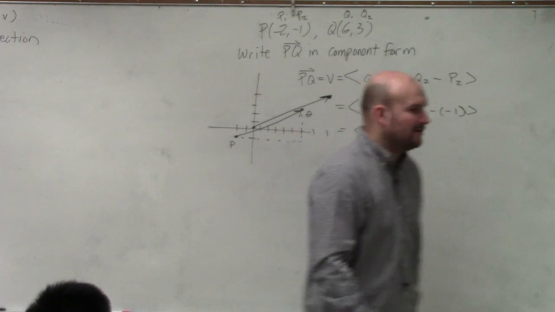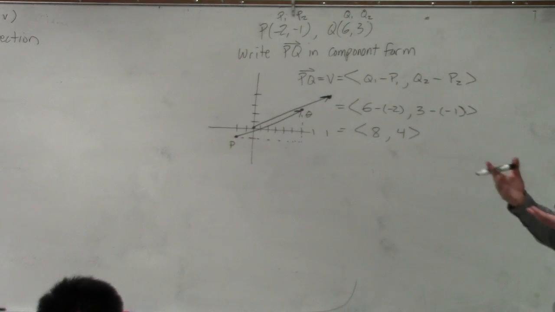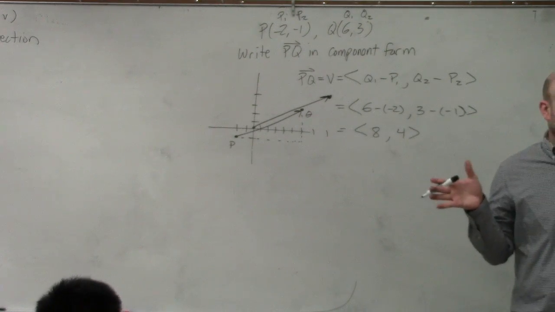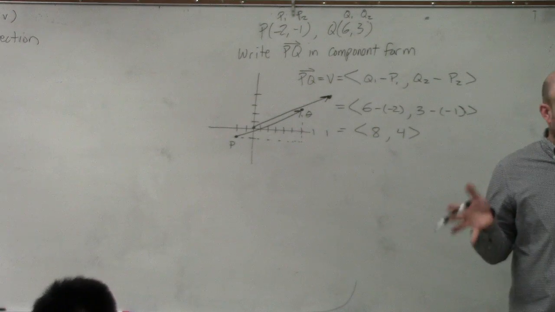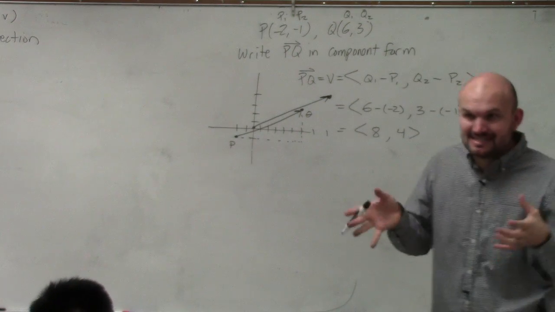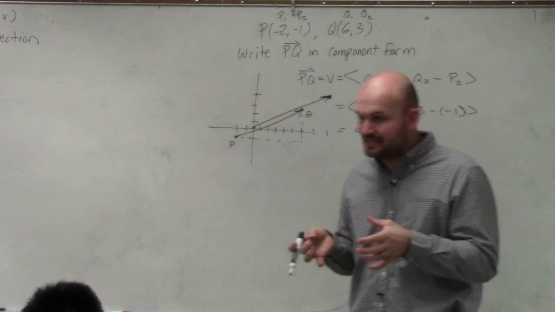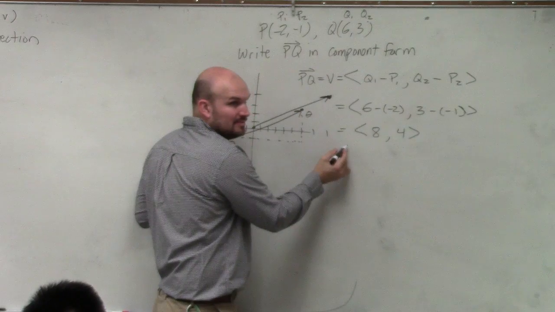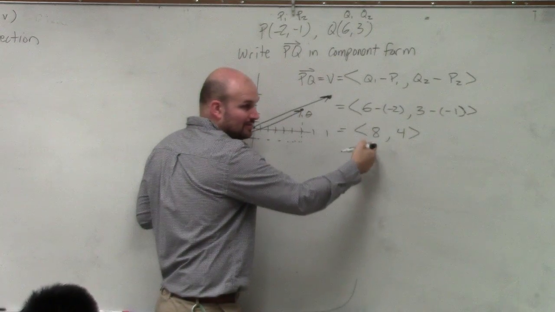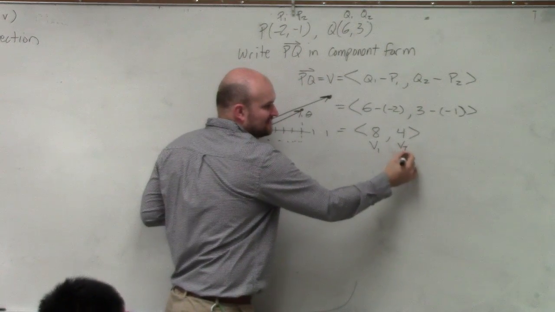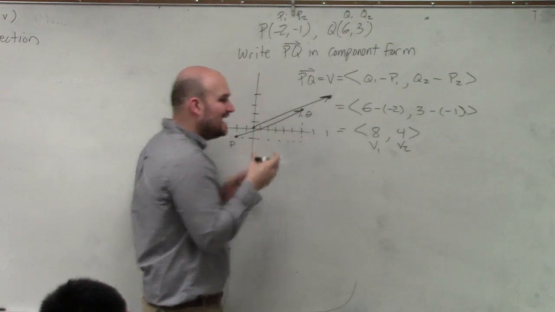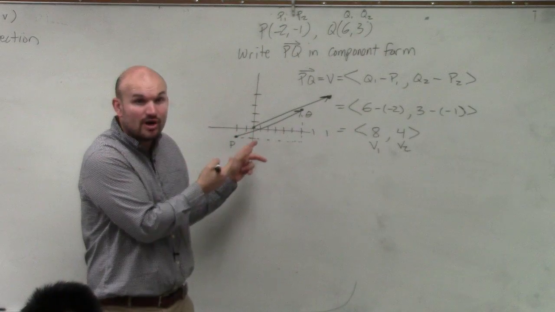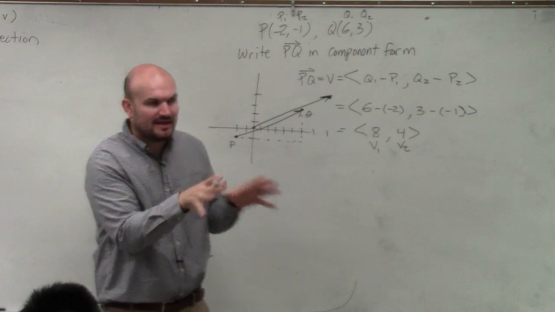Now, I know my graph is not perfect, but do you see that those vectors look pretty much the same? They have about the same magnitude and about the same direction, correct? The difference is that my vector in component form, which I could say has V1 and V2 as the two components, has an initial position at 0, right?